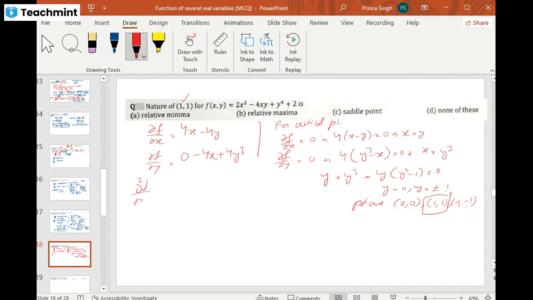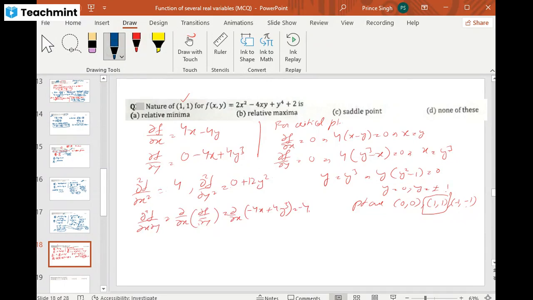Now the next step is we need to check the condition. For that, we calculate second order derivative with respect to x. This is 4. Second order derivative with respect to y. This is 12y square, and second order derivative with respect to xy is ∂/∂x of ∂f/∂y. This is minus 4x plus 4y cube. This is minus 4. So we need to calculate the value of r, which is ∂²f/∂x² at the point (1, 1).